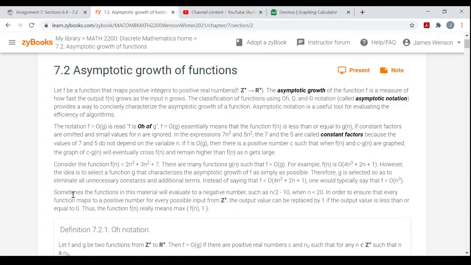Sometimes the functions in this material will evaluate to a negative number, such as n divided by 2 minus 10 when n is less than 20. In order to ensure that every function maps to a positive number for every possible input from Z plus, the output value can be replaced by 1 if the output is less than or equal to 0. Thus, the function f of n really means the maximum of f of n and 1 at any particular value, just to ensure that we go positive inputs to positive outputs.